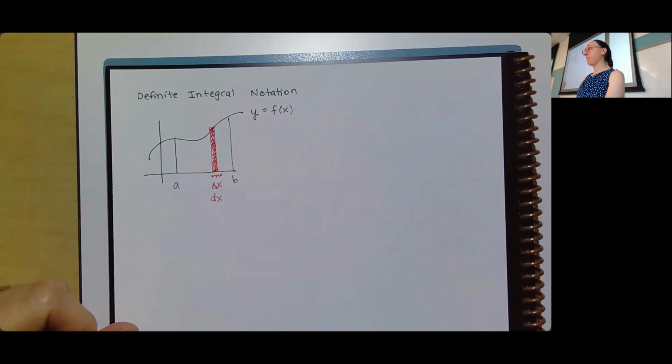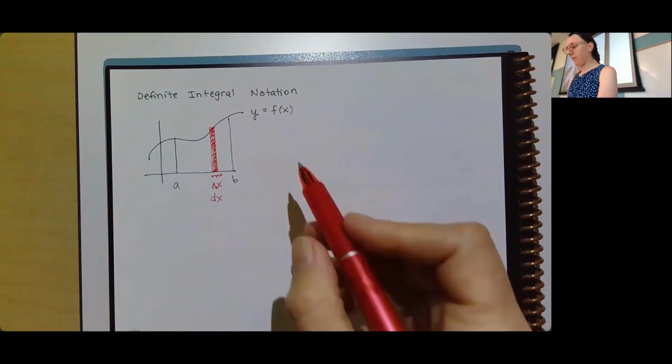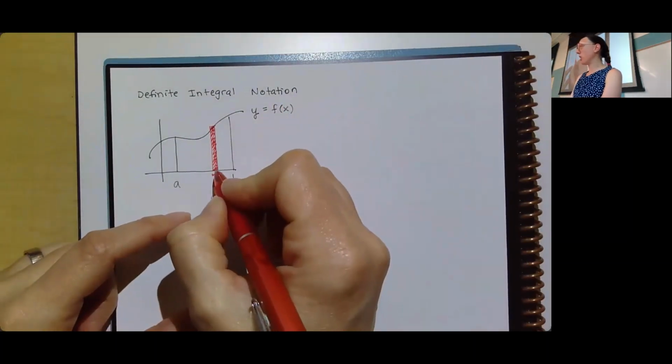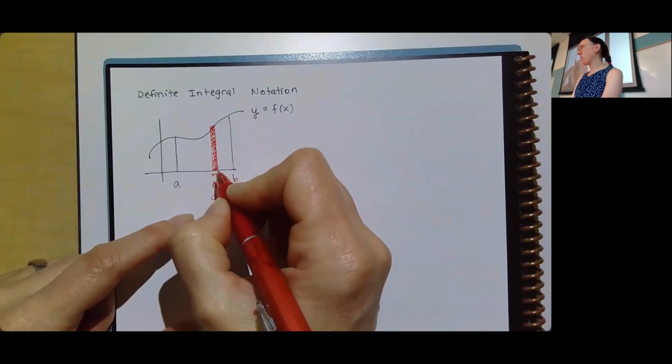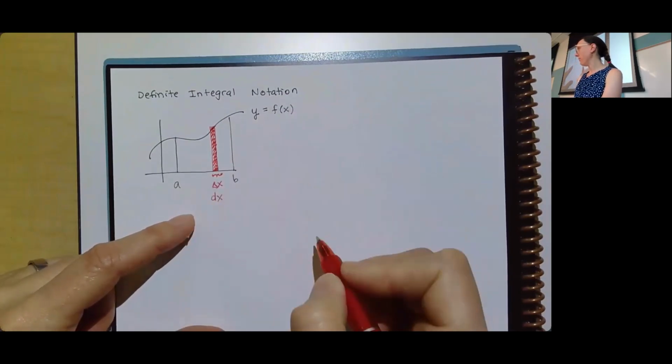Let me rephrase that. If I told you that that rectangle was at x equals 3, how would you find the height of the rectangle? Where would I plug the 3 in? Totally. So I know that if this is at some generic x value, then I would get the height of the rectangle by plugging it into the function.